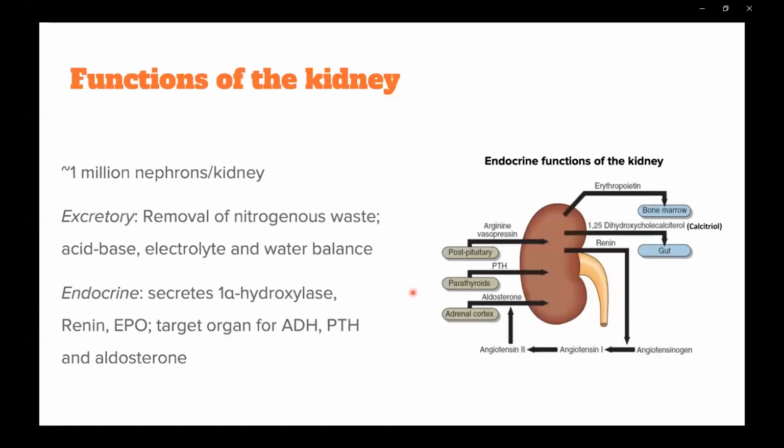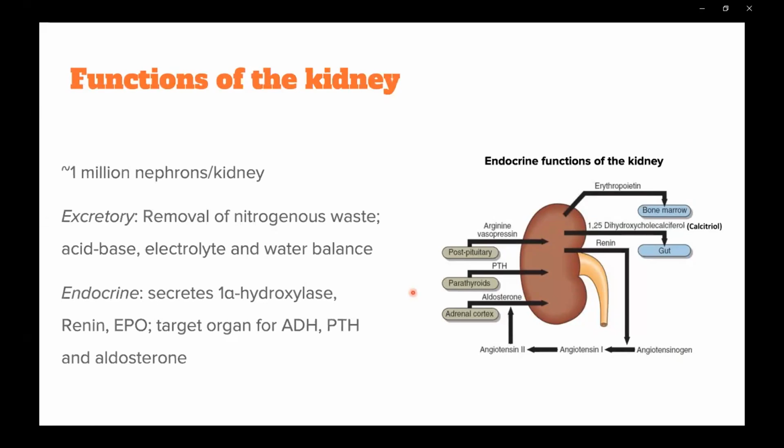We have about 1 million nephrons in each kidney, and kidneys perform a very important role of excretory function. They remove the nitrogenous waste. They are very important in the acid-base, electrolyte, and water balance. These are the chief day-to-day activities of the kidney in maintaining good internal milieu with proper homeostasis.